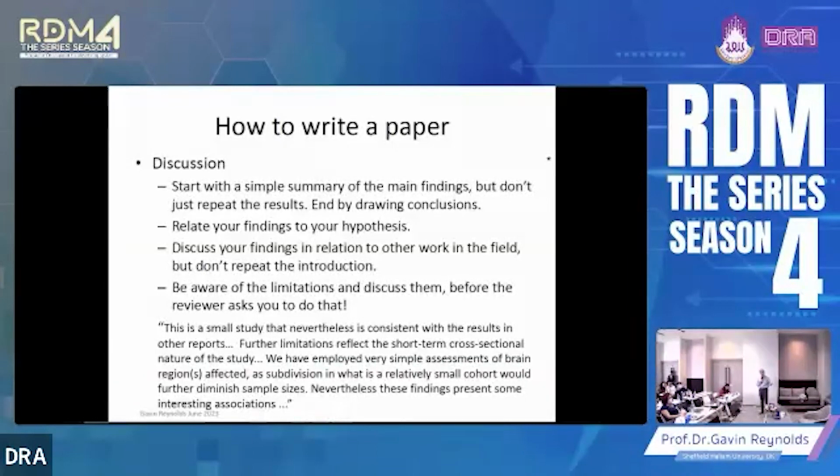I can answer that before he asks the question by saying subdivision in what is a small cohort would further diminish sample sizes. So I don't want to subdivide the sample. And that really will address another possible criticism. And then, I say, nevertheless, these findings present interesting associations. So although there are limitations, I'm saying, the data is interesting and worth publishing. And I think you can use that. Always think about the limitations, but always try to answer a criticism of those limitations.